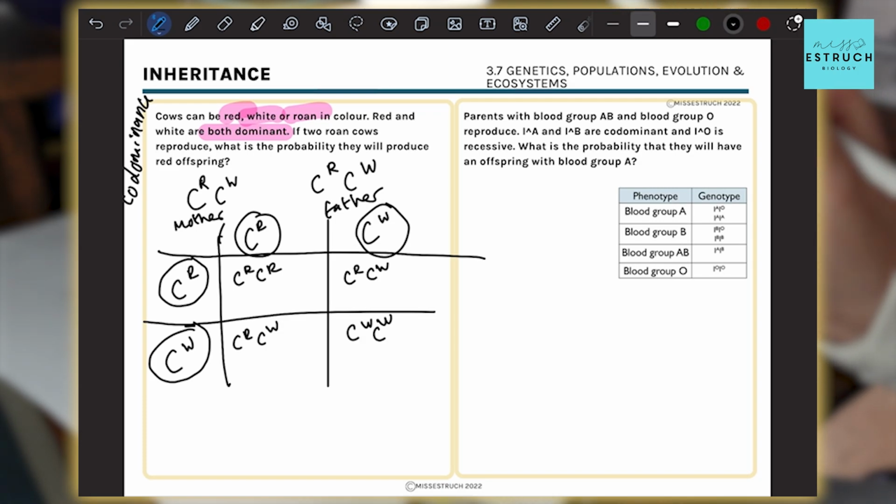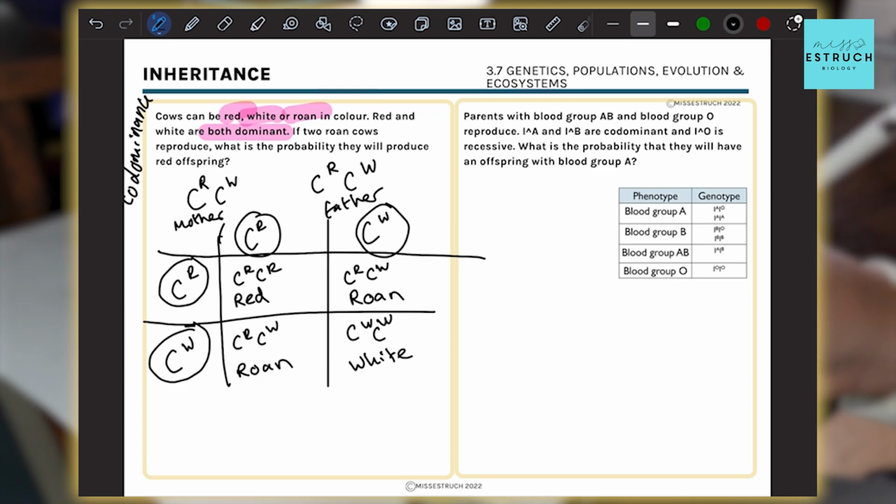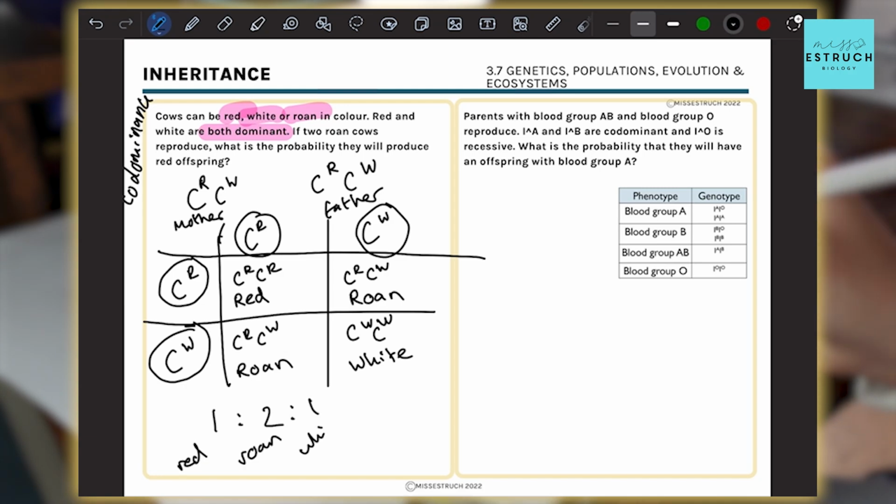So then we need to put in the phenotypes. So 2 R's would be red, and so red and white would be a roan. This would be roan, and this would be white. So we have got a 1 to 2 to 1 ratio of red, roan, white. But let's just have a look what the question was. What is the probability they'll produce red offspring? So the final answer then is 25%, because 1 out of 4 would be red.